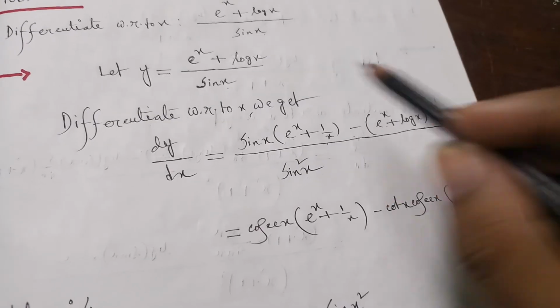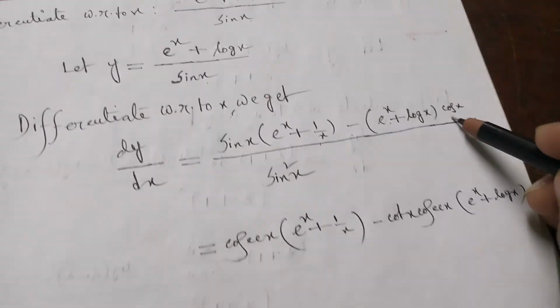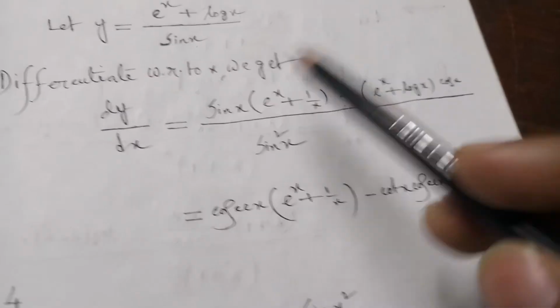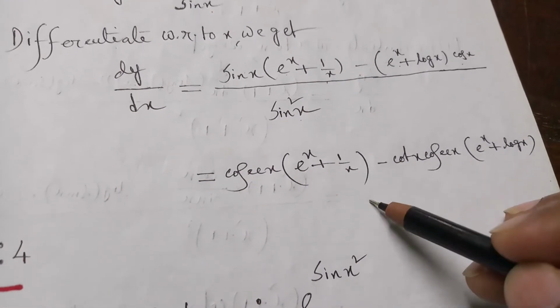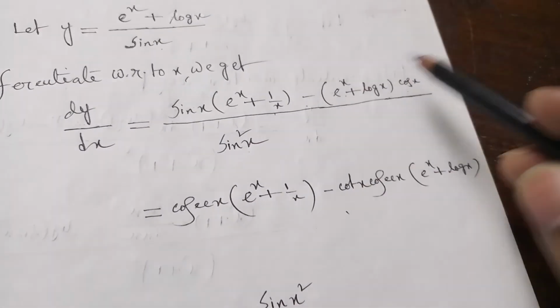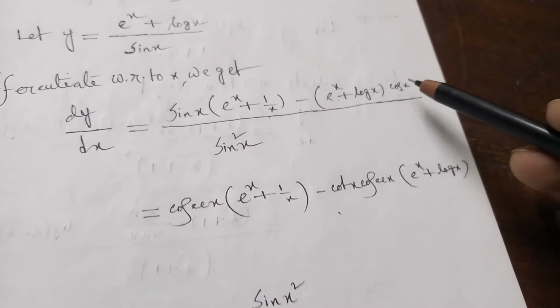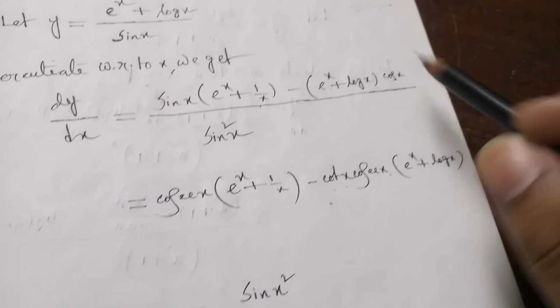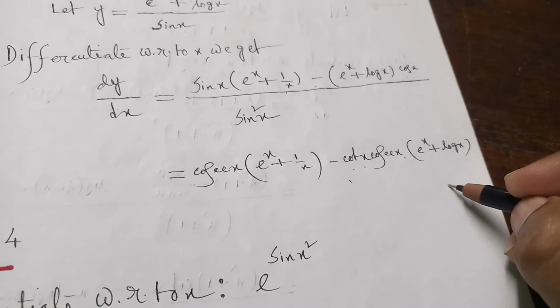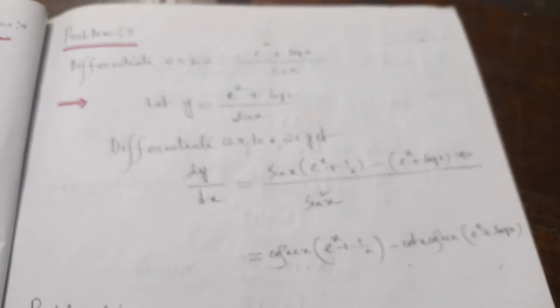and derivative of sin x is what? Cos x. Clear? I think sin cancels out 1, so cosec x into (e to the power x plus 1 by x) minus, look at that, this should be cos x by sin square x, means cot x into cosec x, and into (e to the power x plus log x). So thank you so much.